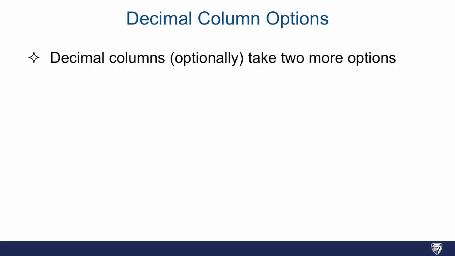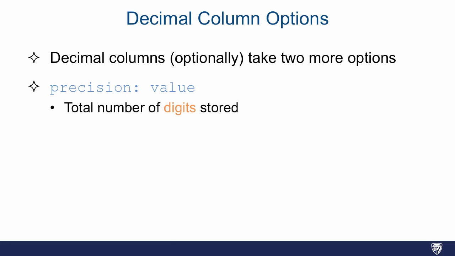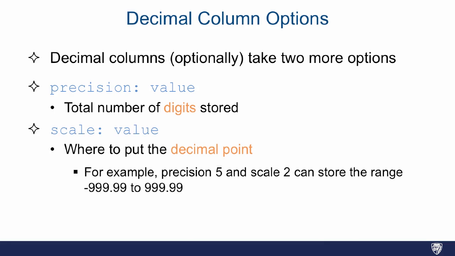More column options that you could specify in your Ruby migration class. If a column is a decimal column, you could specify a precision, which says how many total digits you can store. And there's also a scale value, which basically says where to put the decimal point. So for example, if you specify a precision of 5 and a scale of 2, you could store any number from negative 999.99 to positive 999.99.